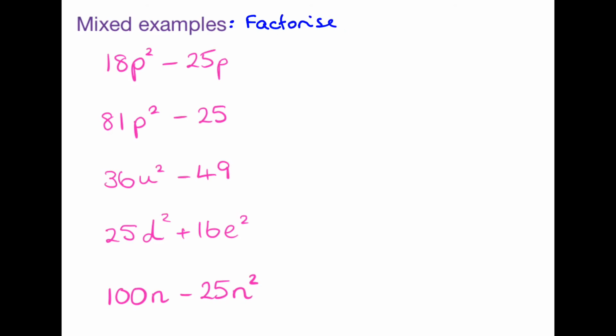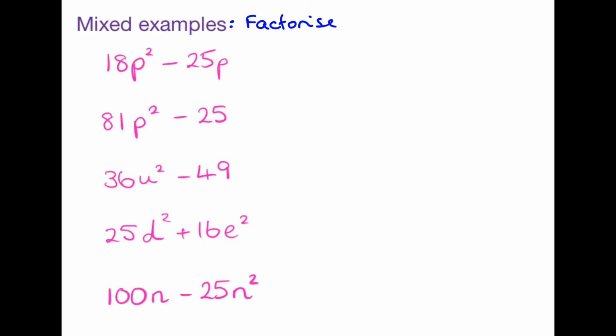So when we have to factorise these, we first of all need to check: is it a difference of 2 squares, or is it a common factor? Or, when we get onto our other kind of factorising, we'll need to check that as well. So first of all, let's look and see if there's a common factor here. There's not a common factor in the numbers because we've got 18 and 25, but there is a common factor in the letters because we've got a P in both of those.